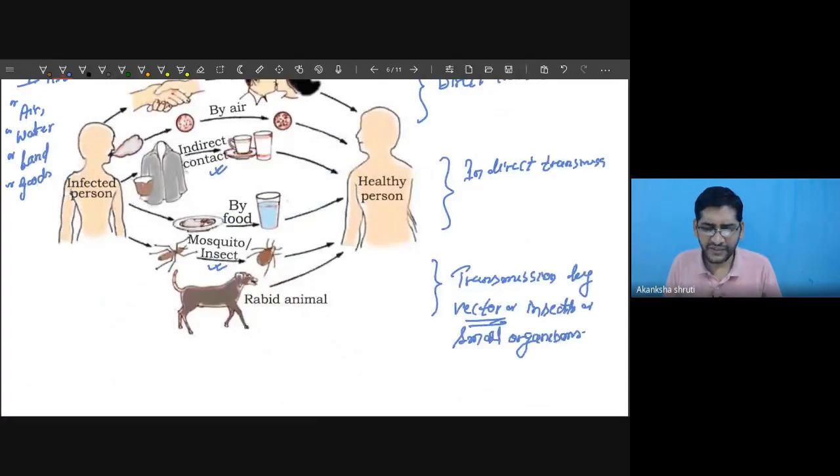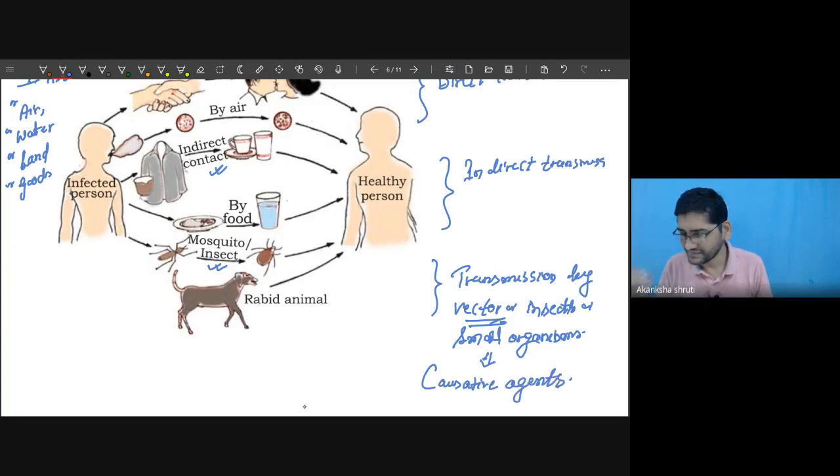This communicable disease can be further classified by causative agent. So what are these? Causative agents. Whatever the small insects or mosquito, these are called causative agents. Now this causative agent may be viral, bacterial, mosquito, this thing.